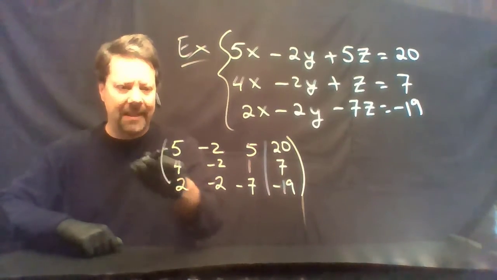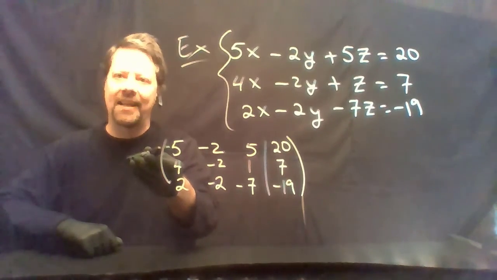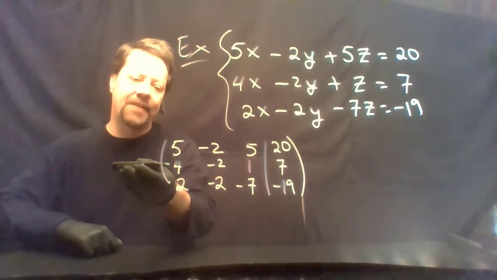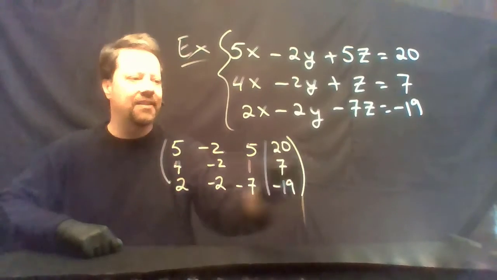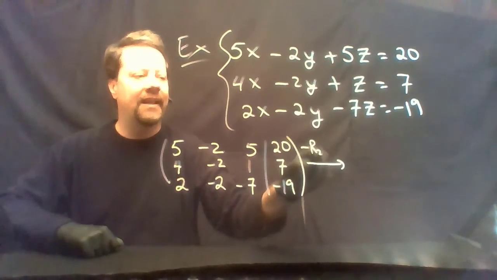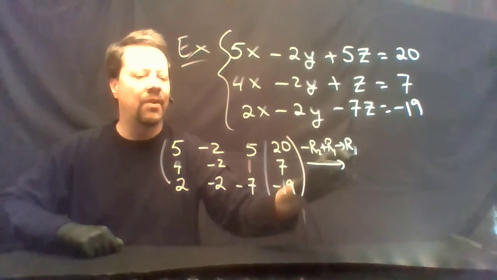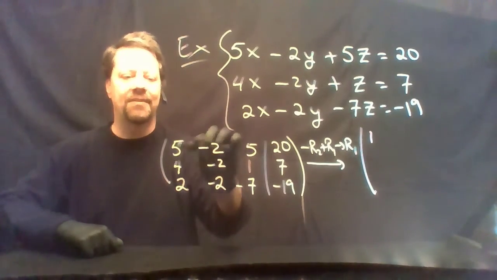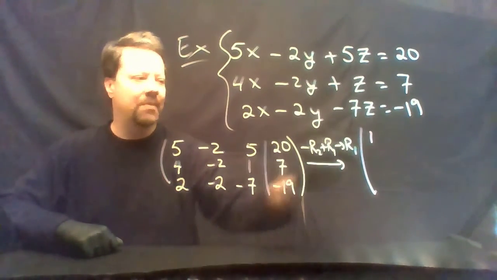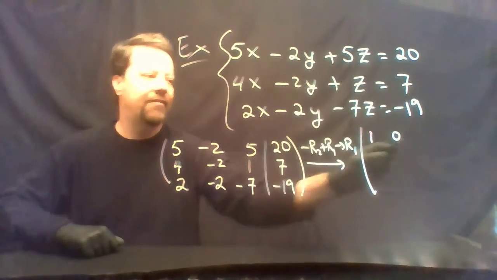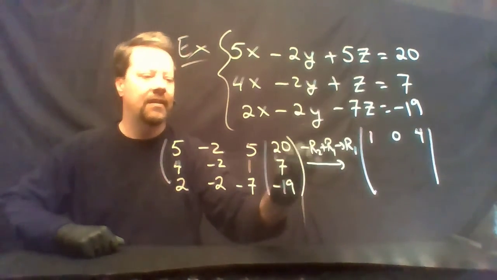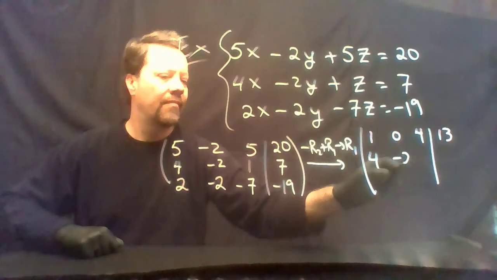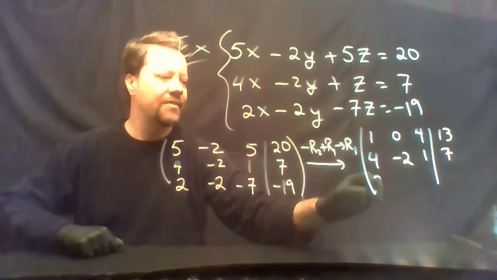Note that we first need a leading 1 in the upper left-hand corner of our augmented matrix. I can get that by multiplying the second row by -1 and adding it to the first row. Negative row 2 plus row 1 yields a new row 1. That gives us 1. Negative 1 times this plus this gives me 0. I'll have 4. Negative 1 times this plus this gives me 13. And everything else stays the same.